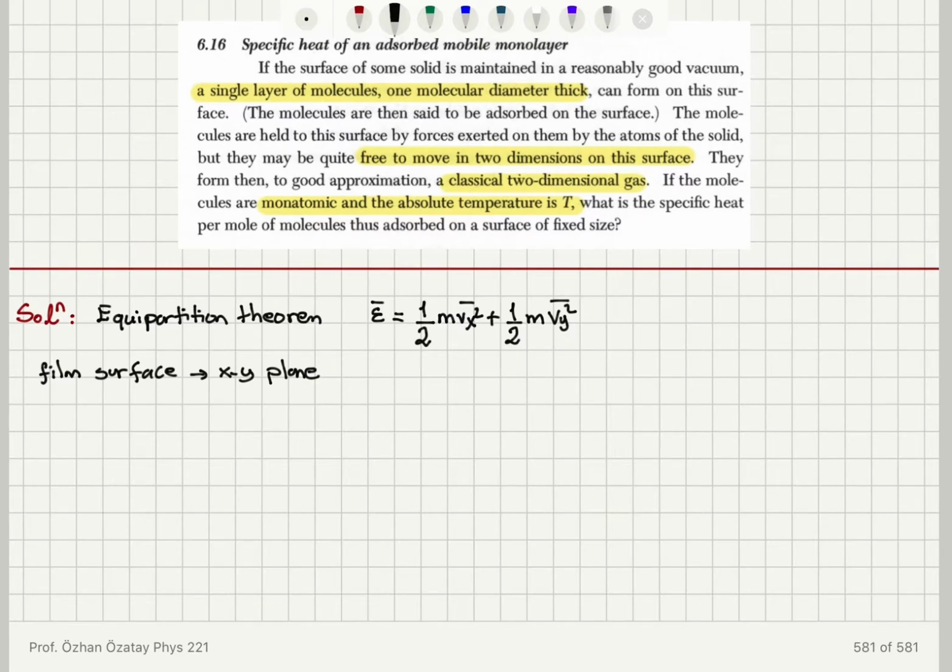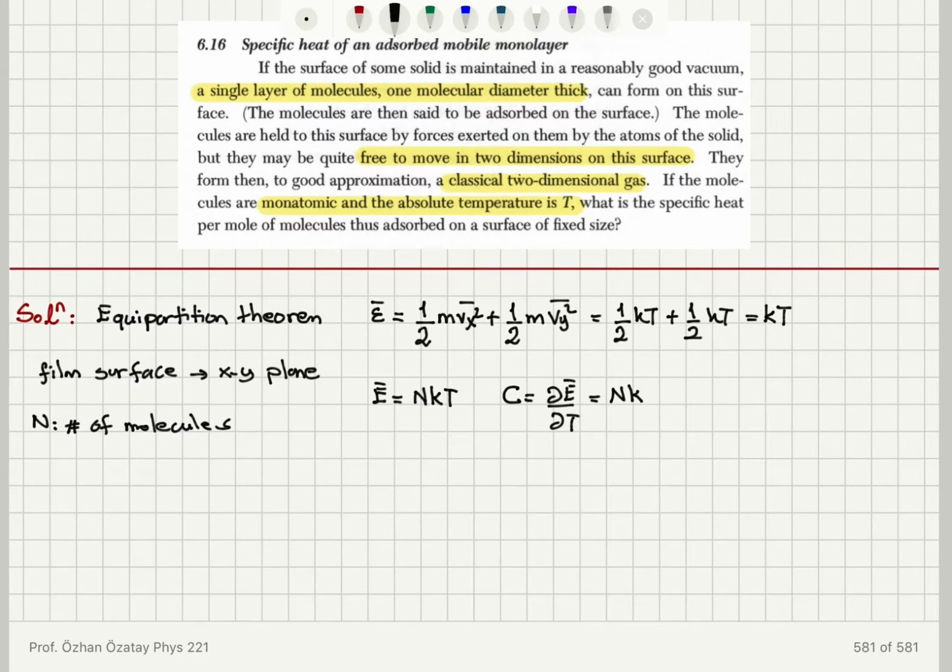And using the equipartition theorem, I have an equal contribution to the energy of amount half a kT from each independent degree of freedom. So I find that the mean energy per molecule is kT. Then the total mean energy will be equal to capital N times kT, where capital N is the number of molecules, and therefore I can find the heat capacity by taking the derivative of the total energy with respect to T. It will be equal to Nk.